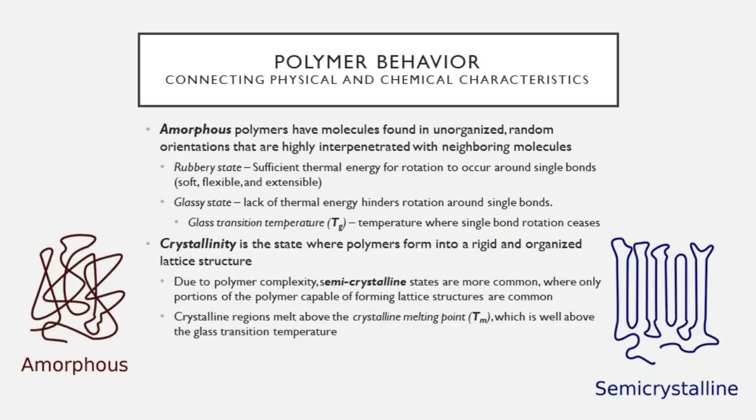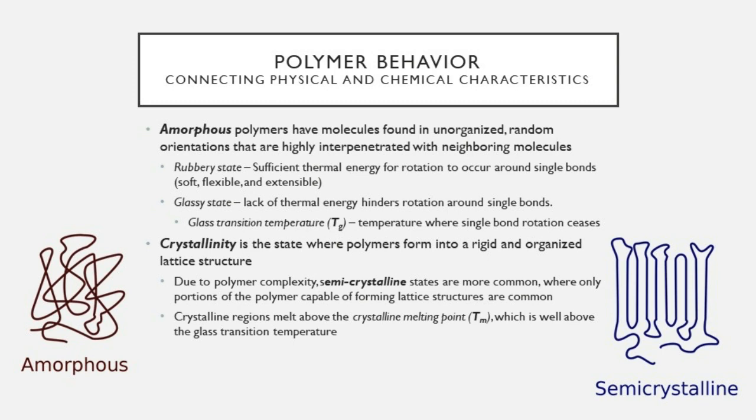Now, the opposite of an amorphous structure, which again is an unorganized, random orientation of polymer structures, would be a crystalline state, where the polymers form rigid and very organized lattice structures. Now, in practice, it's very difficult and almost unfeasible to get an entire polymer structure into a crystalline state, and furthermore, many complex polymers only have the ability for some of their regions to form lattice structures while other areas can't. Therefore, we usually say that some polymers with organized structures are in a semi-crystalline state, where only portions of those polymers capable of forming the lattice structures are formed.